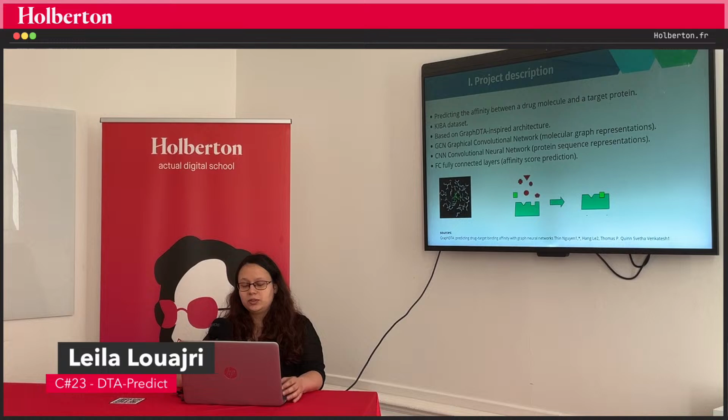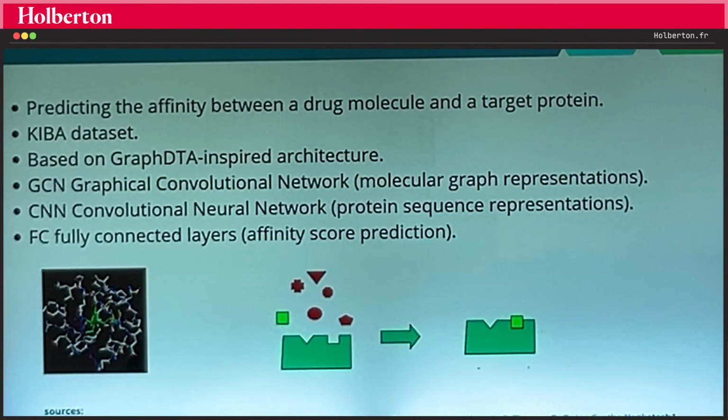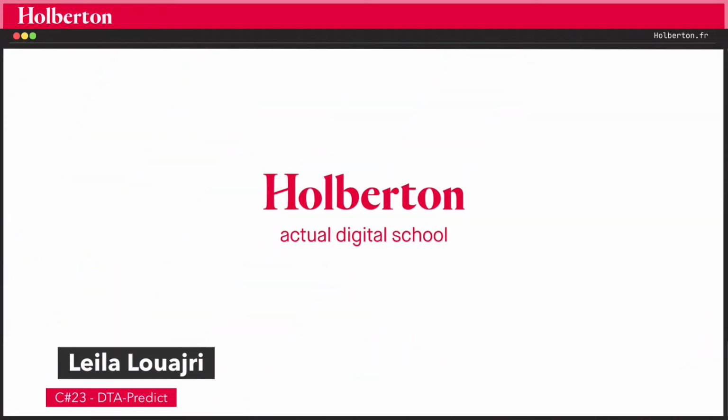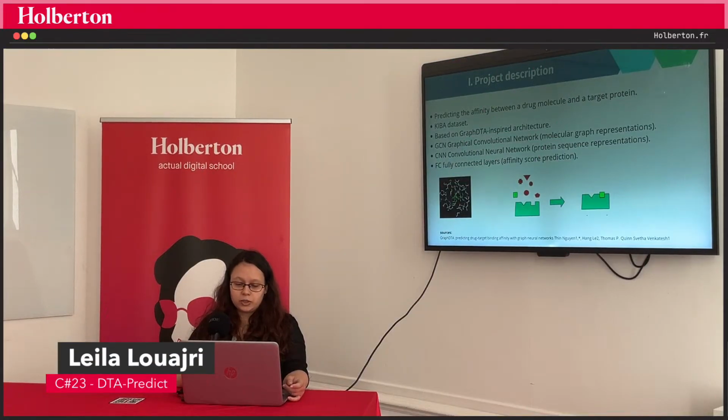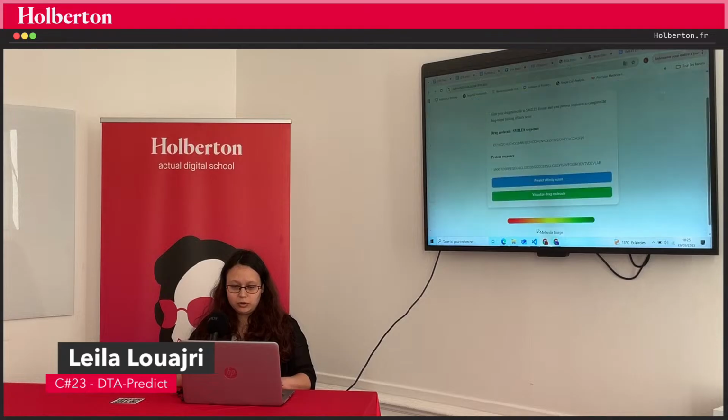So as I said, the goal is to train a model to be able to predict the affinity between a drug molecule and a target protein. And this has applications for computational drug discovery because this affinity will have an impact on the therapeutic effects. It is based on training a model on the Kiba dataset, and the architecture of the model is inspired by the GraphDTA architecture, with three blocks that I will be describing on the following slides. First, I will show you a demo of the project.